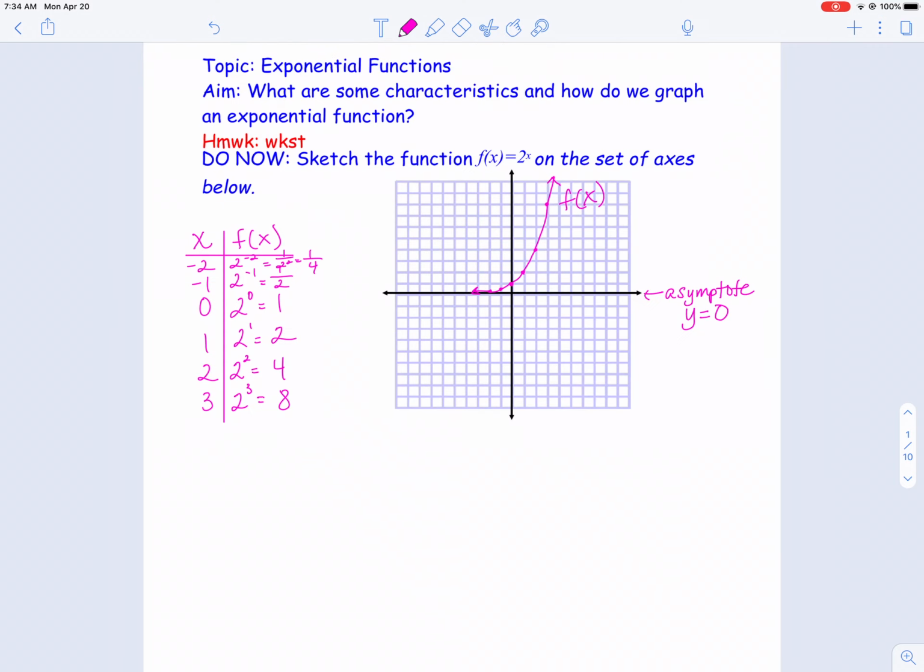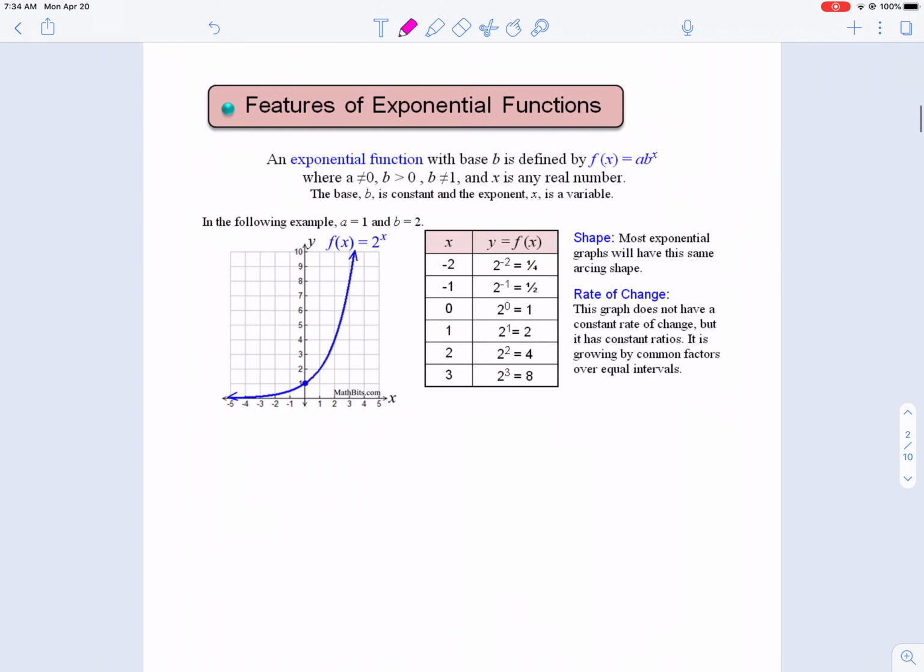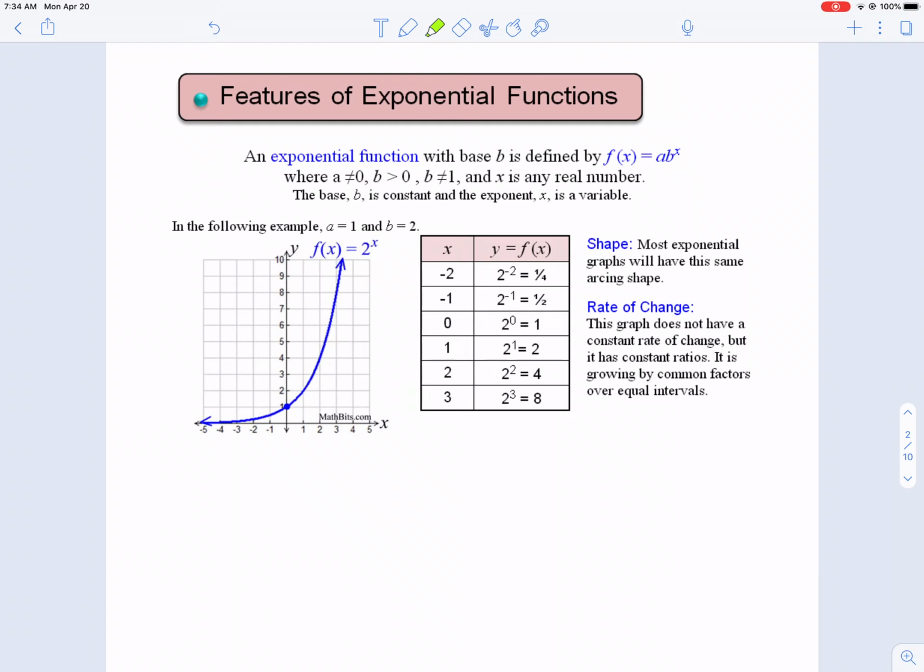So here are a bunch of characteristics that you guys need to know. Okay, you're going to see here exactly what I just did. And just notice a couple of things that I could highlight here. Your base, which is b, is always greater than 0. It can't be equal to 1. So remember, your base is either greater than 1 or in between 0 and 1.